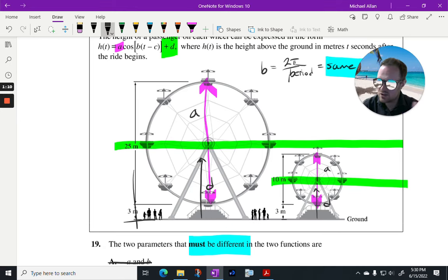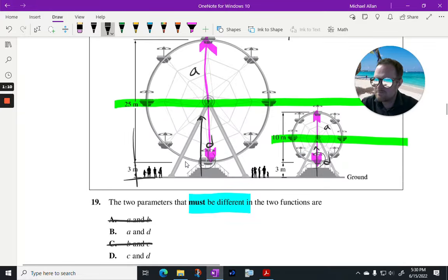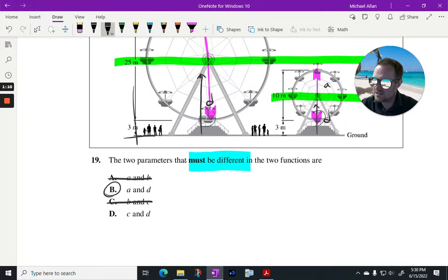Now, phase shift is just where they start, essentially, because the periods are the same. They're not going to go out of phase eventually, but if they both start at the bottom of the carousel, then why would they have a different phase shift? So it's my A value and my D value.